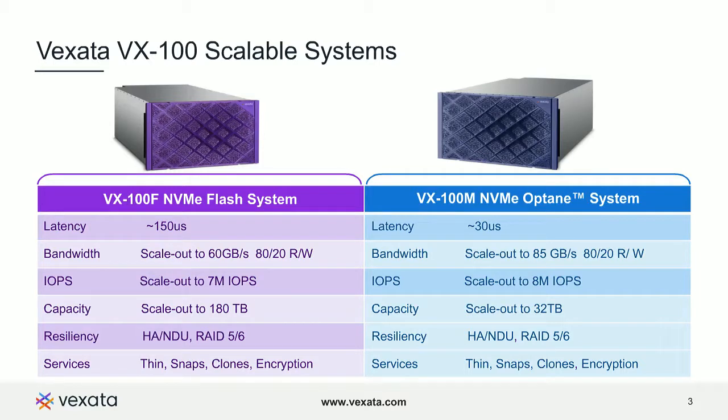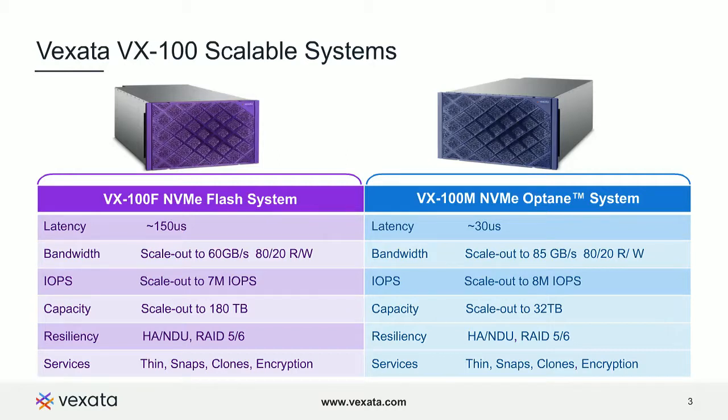The systems that Vexata is now shipping in the market are called the VX100, and it comes in two separate form factors, addressing a different set of use cases and performance parameters. We have the VX100F, our NVMe flash platform, which delivers amazing latency compared to existing all-flash solutions, and provides that latency consistently even under heavy load. We're talking about sub-millisecond latency, 150 to 200 microseconds, in environments where I'm pushing as much as 60 gigabytes of bandwidth.